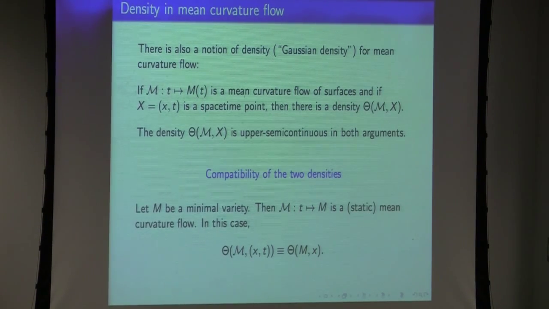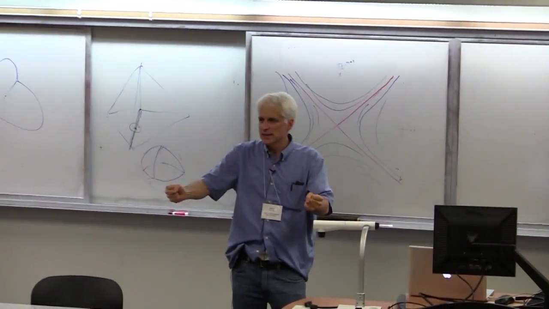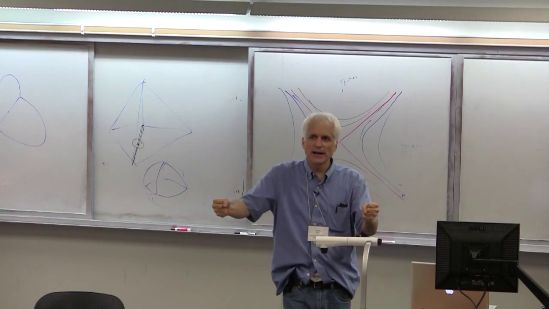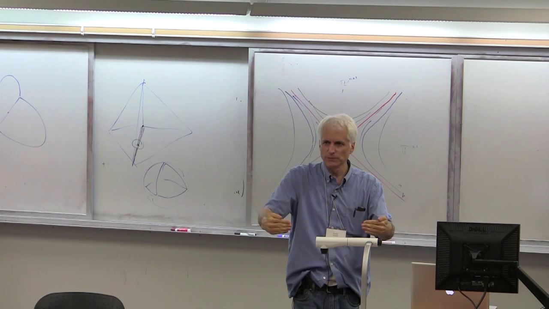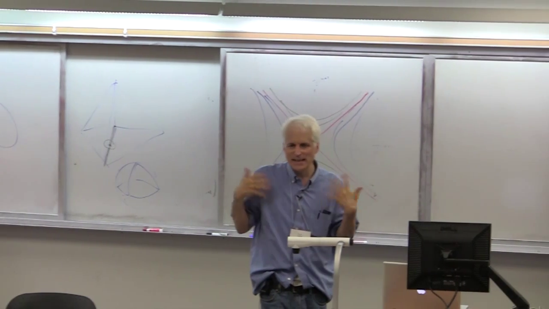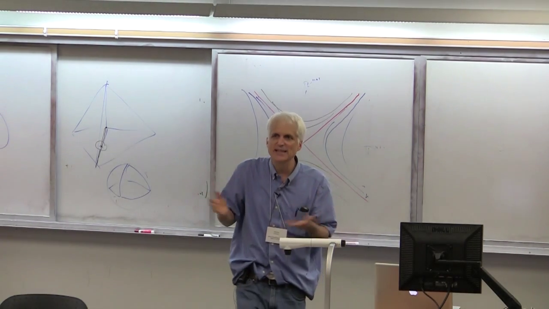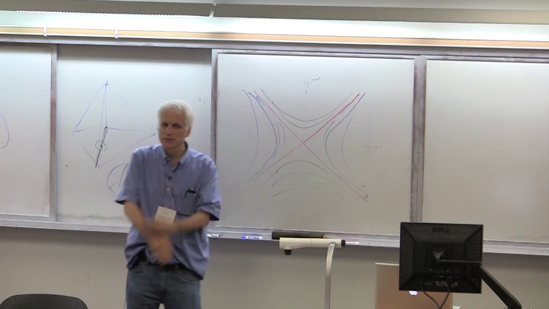Another thing that's important, so it's a little confusing here. You have these two very different looking definitions of density, but fortunately they're compatible in the following way. Take any minimal variety, a minimal cone or anything else. If you let it flow by mean curvature, it just sits there because its mean curvature is zero everywhere. So any minimal variety you can think of as a solution of mean curvature flow, a static solution. A minimal variety is the same as a static solution of mean curvature flow.